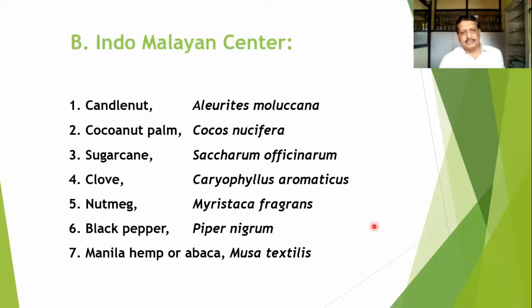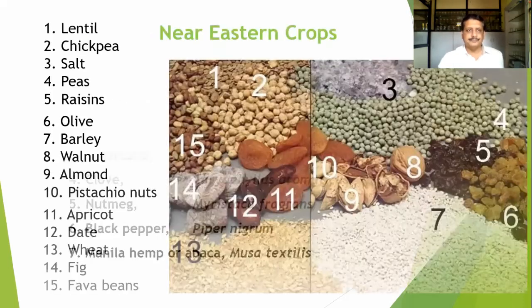The other Indo-Malayan Center shows the origin of the candlenut, Aleurites moluccana, then Cocos nucifera, coconut, as we know, Saccharum officinarum, sugarcane, then Caryophyllus aromaticus, that is the clove, then nutmeg, Myristica fragrans, then black pepper, Piper nigrum, and the Manila hemp, which is the Musa textilis. It is again a species of banana. So this is also originated from the Indo-Malayan Center.